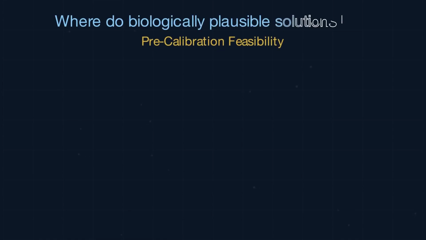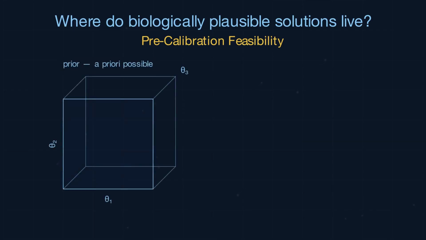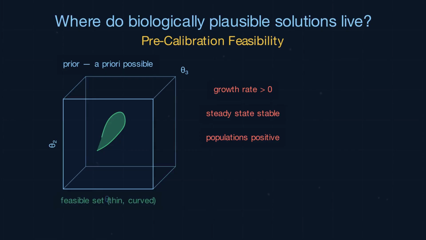The next geometric question. Where in this vast parameter space do biologically plausible solutions actually live? Picture the prior as a three-dimensional cube. Every point inside is a priori possible, the full range of each parameter from literature. Now apply biological constraints, one at a time. Is the growth rate positive? That removes a slab. Does the system settle to a stable steady state? Another slab. Are the immune proportions within the observed range?